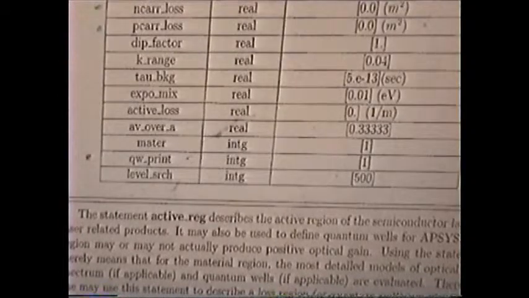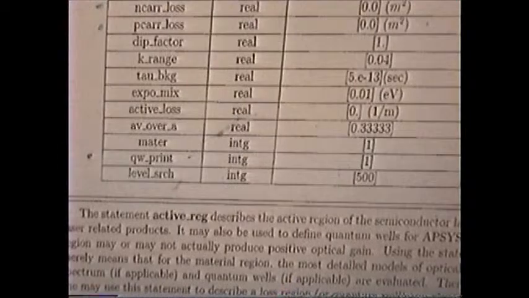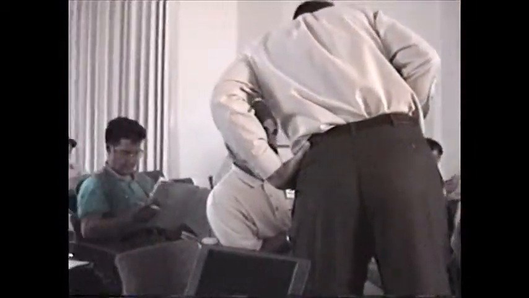Questions? If you use higher order KP, then do we need to change K range? Then what? If you use higher order KP, then yeah, K range is redundant, I guess. Yeah, exactly.